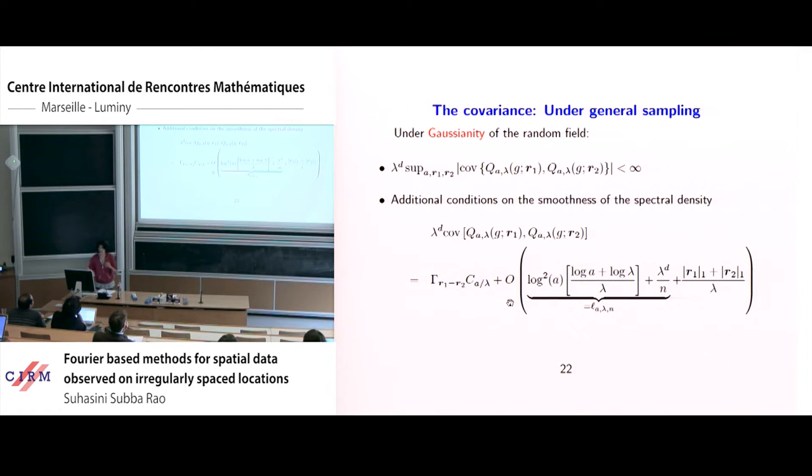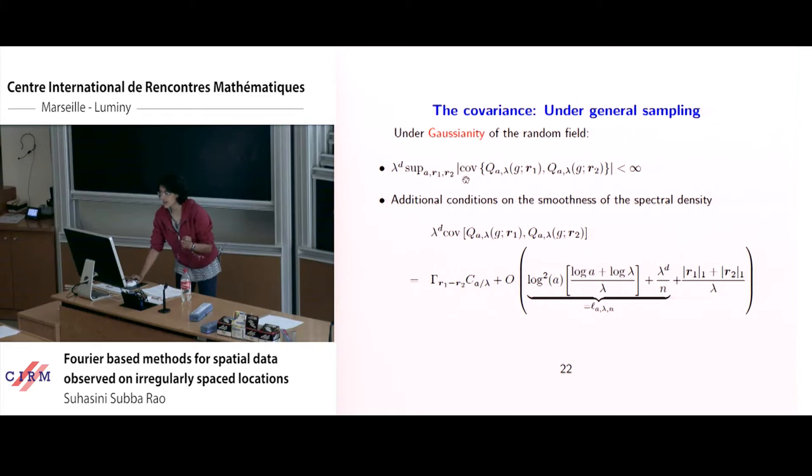Okay, now we know that it's estimating the integral of interest, the function of interest. So what's the covariance of this quantity going to look like? If the random field is Gaussian, you get a nice property going on. Essentially, this is our standardization factor, lambda to the power of d, and we can show that the covariance, or you can think of it just as the variance of the statistic over here, is bounded when we multiply by lambda to the d over all the frequencies.